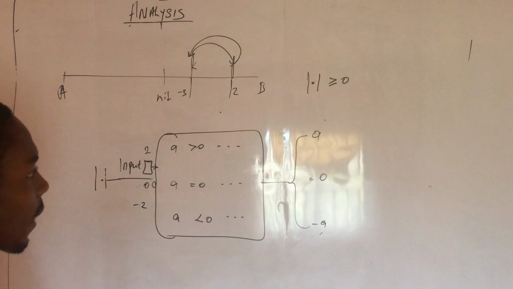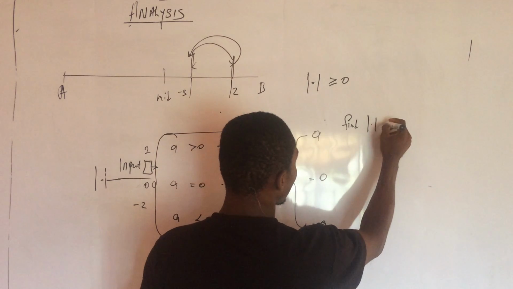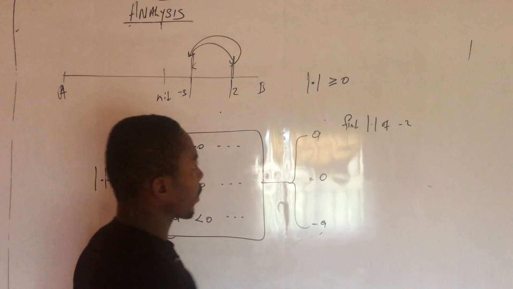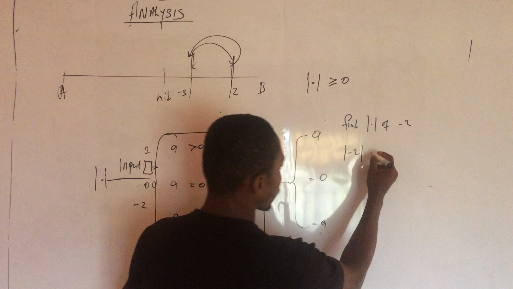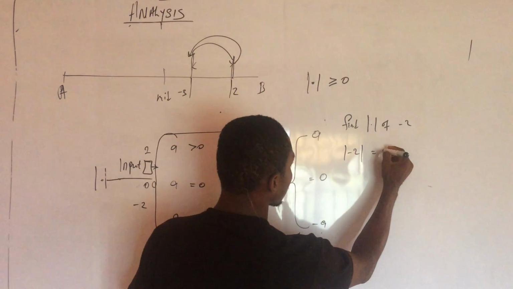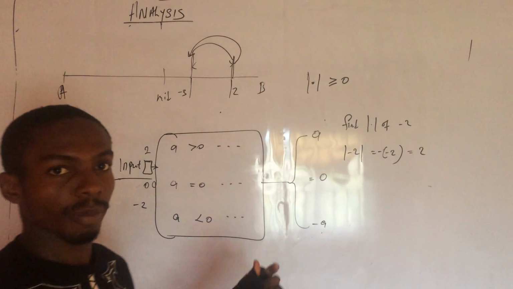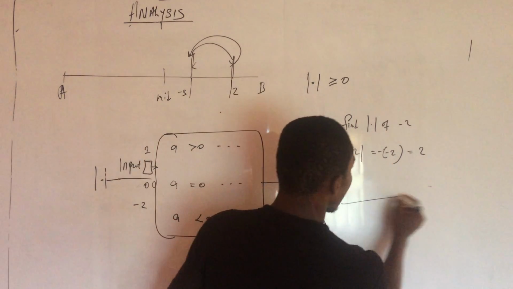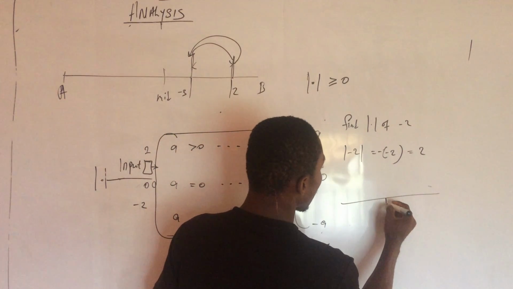So now, let's check something. Let's say, find the absolute value of minus 2. What is going to be the answer? From this definition, it's going to give us minus sign, so minus into minus 2 to give us 2. So the absolute value of minus 2 is 2. What does this tell you? It tells you that you are moving left. You moved 2.